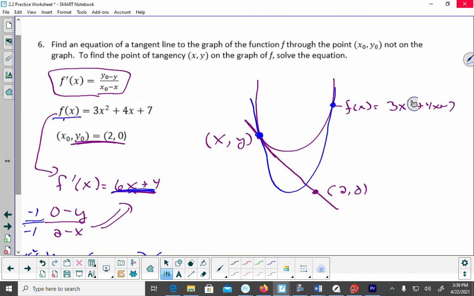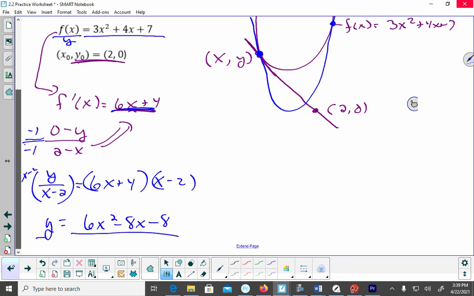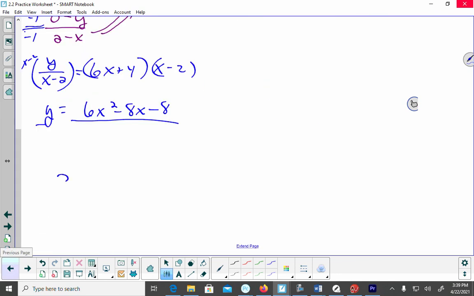And y, because f of x is another way of saying y, is equal to this. So I'm going to set those two functions equal to each other. So I'm going to take that 3x squared plus 4x plus 7 and set that equal to 6x squared minus 8x minus 8, because I'm finding the place where those two equations intersect. So I'm solving a system basically.